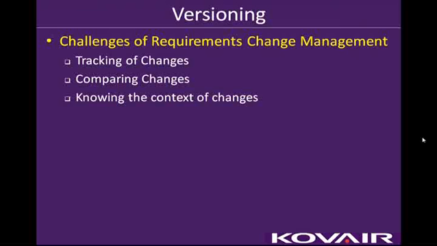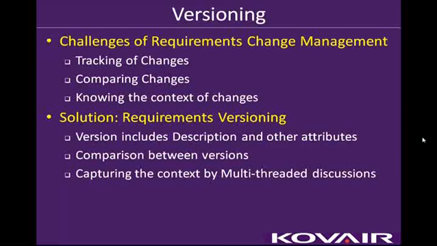Okay, so we are talking about versioning, and the biggest challenge in requirements management is how do you manage the change. Whenever you have changes in the requirements, the first question is how do you track those changes? How do you compare the changes? That means, what was the previous one and what are the changes we have made? And what is really important and often missed is knowing the context of the changes. Why did we make that change? So all of these are actually addressed by versioning.